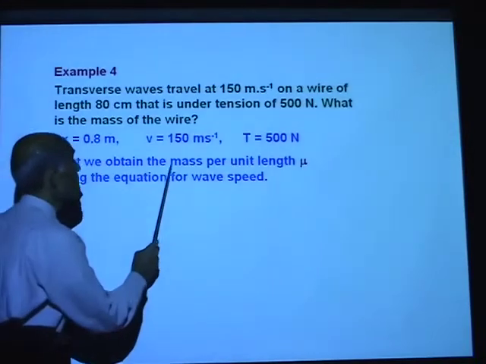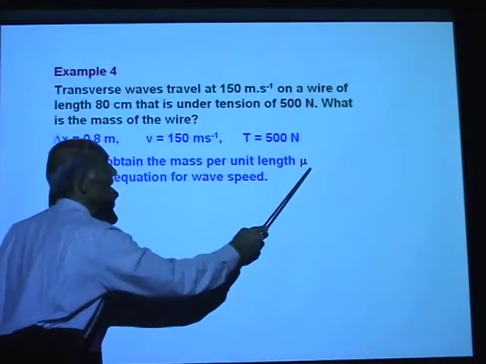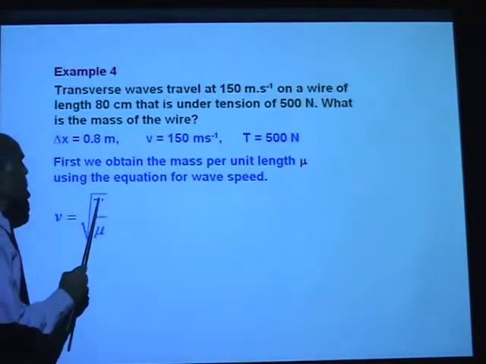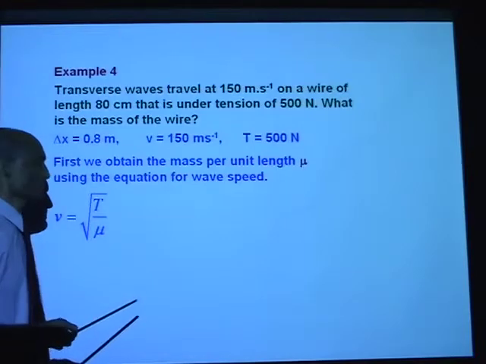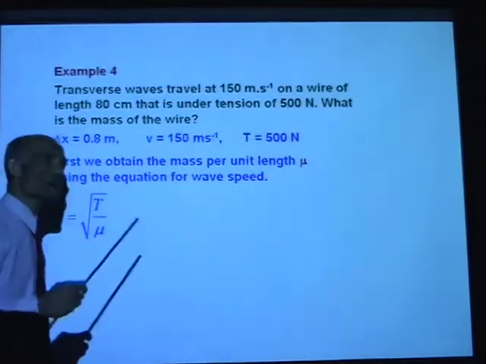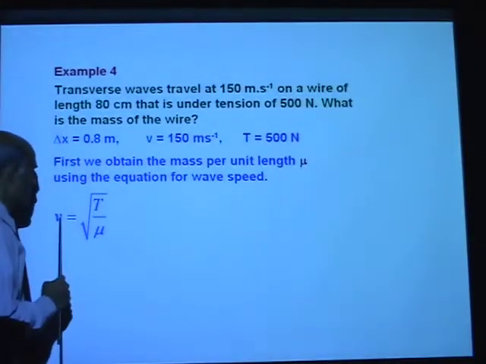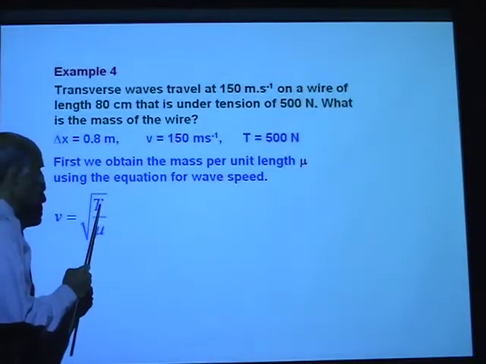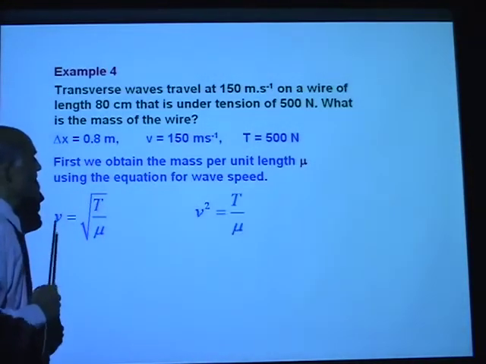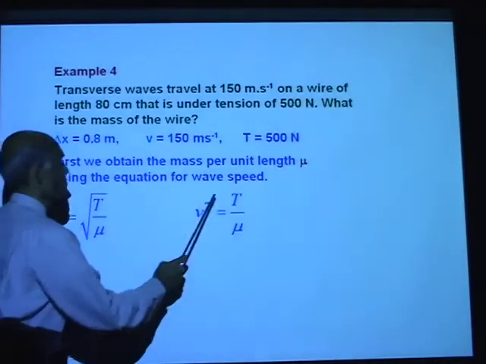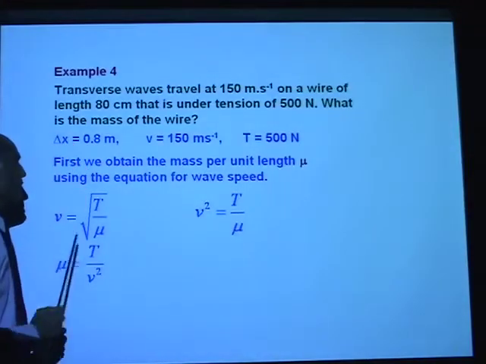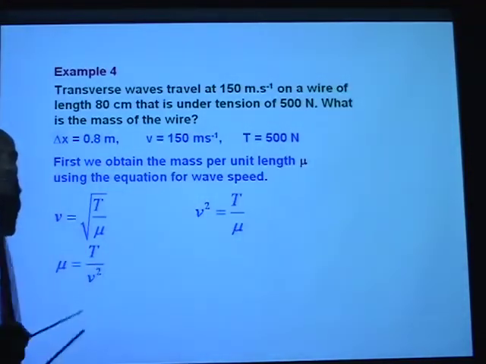Well, we first obtain the mass per unit length mu using the wave equation V equal to square root T over mu. Can you solve for mu from here? Can you do that in your mind? First of all, square both sides. V squared equal to T over mu, or mu will be T divided by V squared. Can you now solve for mu? Mu equal to T divided by V squared.